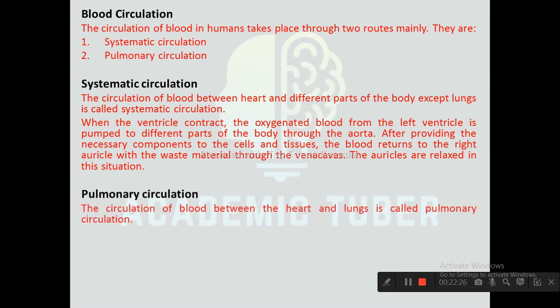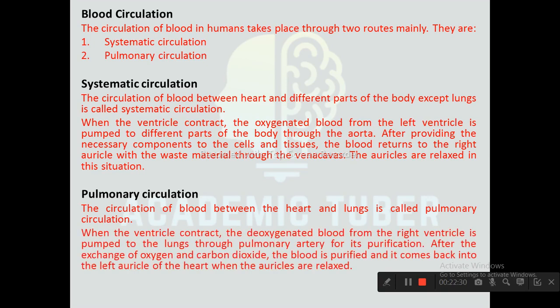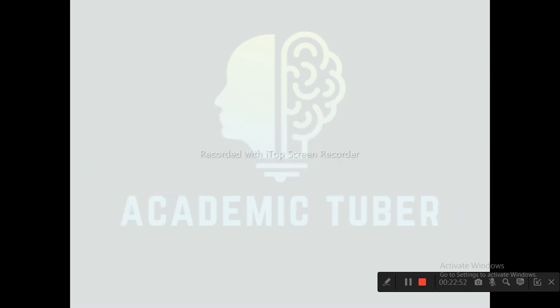Similarly, pulmonary circulation is the circulation of blood between the heart and the lungs. When the ventricles contract, the deoxygenated blood from the right ventricle is pumped to the lungs through the pulmonary artery for its purification. After the exchange of oxygen and carbon dioxide, the blood is purified and it comes back to the left auricle of the heart when the auricles are relaxed.